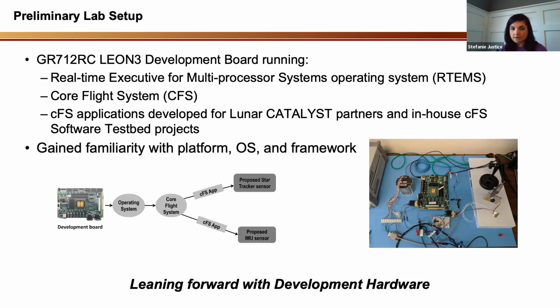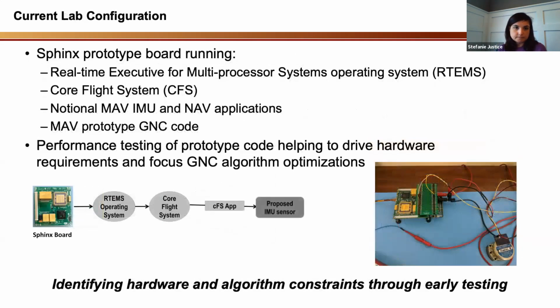And so we got that running on the development board so that we could gain additional familiarity with the platform, with the operating system, and with the CFS framework. So we leaned forward there. We were working with an IMU sensor and at the time a star tracker sensor, and did some assessment, really just on paper, of the ICDs that we were seeing for potential hardware choices for MAV and the hardware we had in-house. Next slide, please.